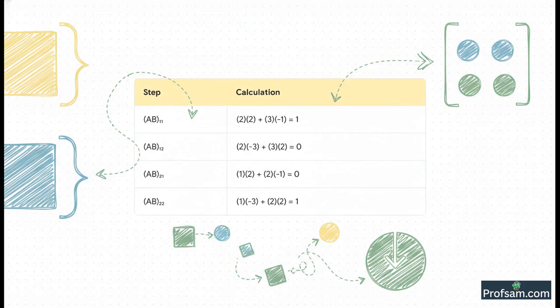Looking good. Bottom left now. Second row of A, first column of B. 1 times 2 plus 2 times minus 1. That is 2 minus 2, which is 0. And finally, bottom right. Second row of A, second column of B. 1 times minus 3 plus 2 times 2. That's minus 3 plus 4, which is 1.